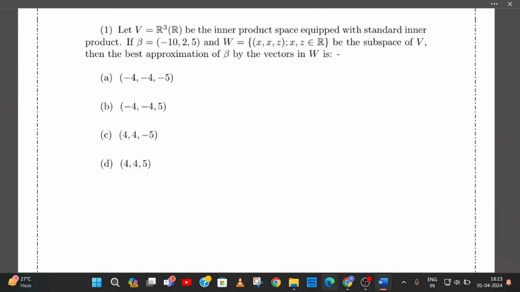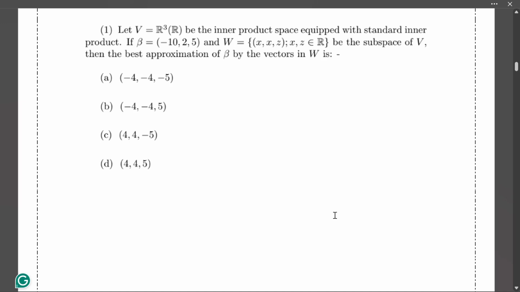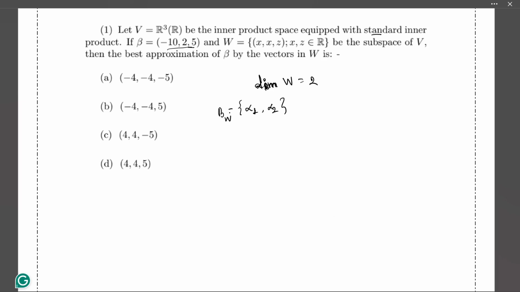So let's see the question now. V is R3 with the standard inner product, and this is a given vector, beta equals (10, minus 10, 2, 5), and this is a given subspace W of elements of the form (x, x, z). Then we want the best approximation of beta by vectors in W. Remember, first of all, the dimension of W is equal to 2. If anyone has doubt, you can ask. So we can get an orthogonal basis alpha 1, alpha 2 for W.